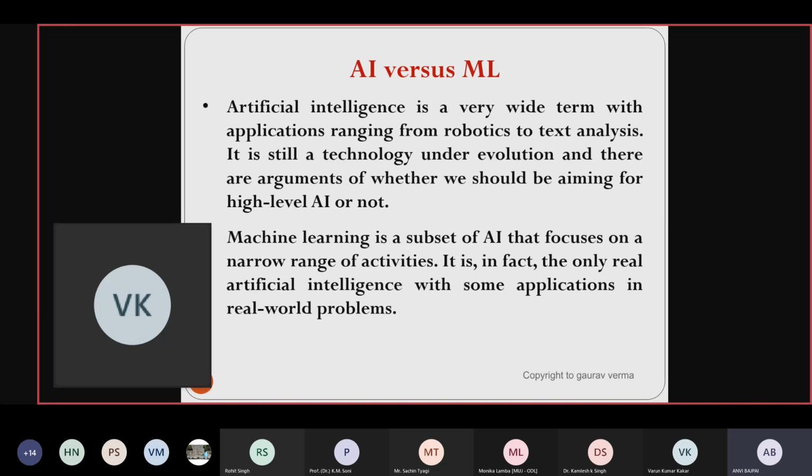Machine learning, as I told you, is a subset of AI that focuses on a narrow range of activity. Now, apart from these two, there is one more term called data analytics. Some people also get confused about what data analytics is. Data analytics is nothing but the visualization of data into some representable format.